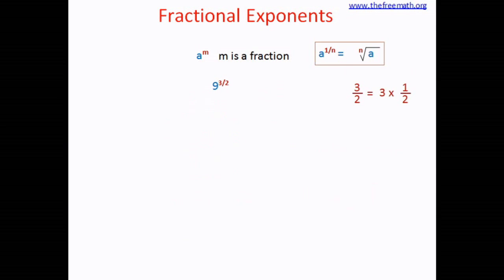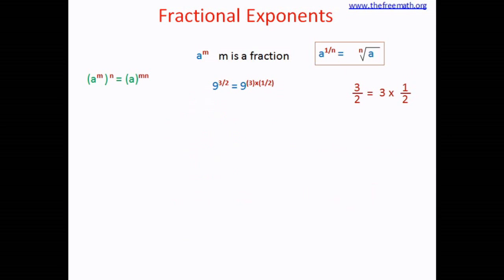We know that 3 over 2 equals 3 multiplied by 1 over 2. That means I can write it like this: 9 to the power of 3 multiplied by 1 over 2. Right? Now we know the rule: a to the power of m, the whole thing to the power of n, equals a to the power of mn. Or you can say the other way around also: a to the power of mn equals a to the power of m, to the power of n. Let's apply this rule here.